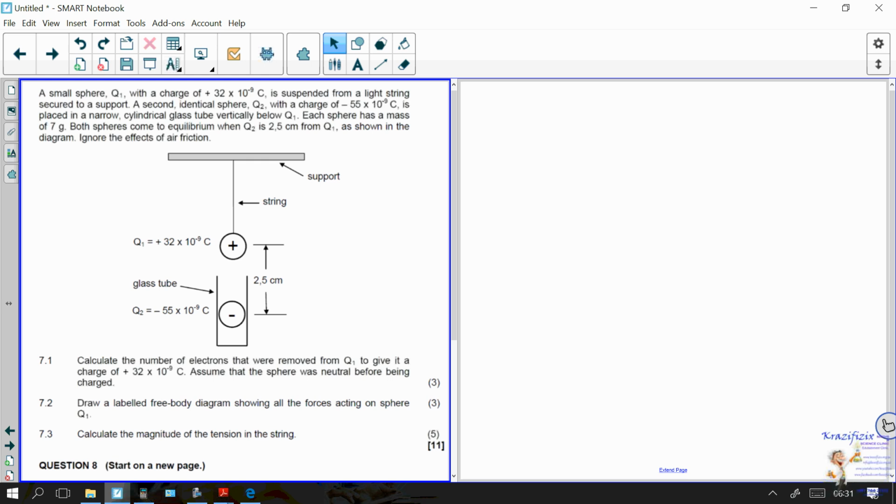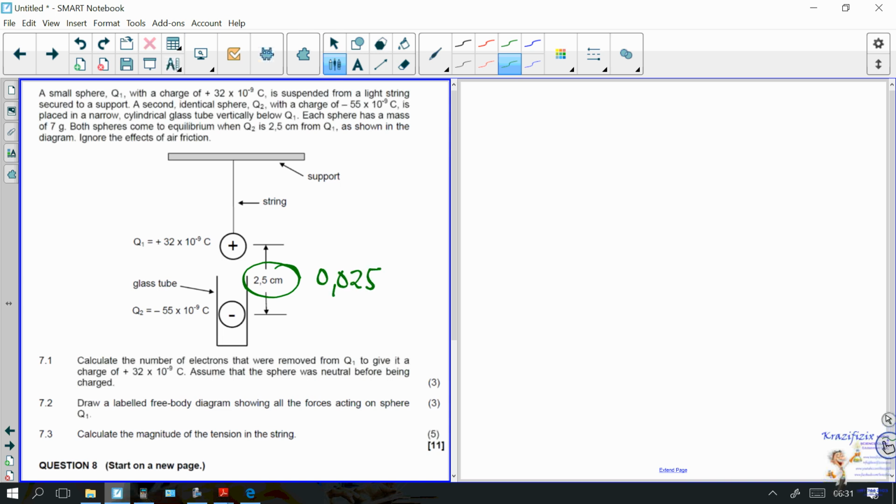Now they're talking about masses. Both spheres come to equilibrium. Equilibrium, grade 11, first law, Newton's laws. When Q2 is 2.5 centimeters from Q1, there's a problem there with the 2.5 centimeters. We must convert to meters. Quickly, let's do that one very fast. I always like to do my conversion immediately. Divide by 100. What am I going to have? 0.025 meters. All right.